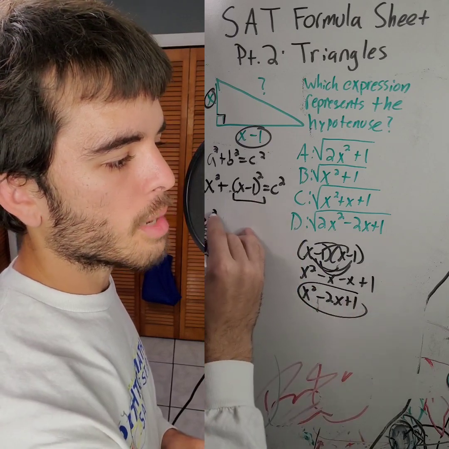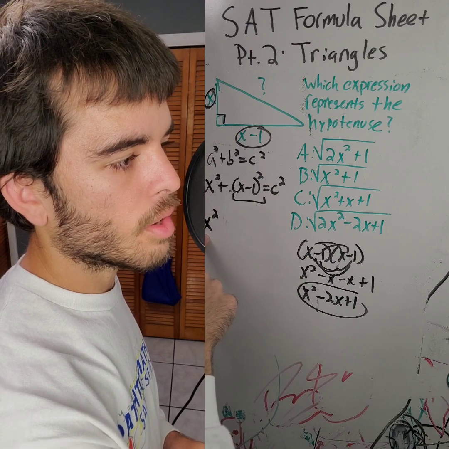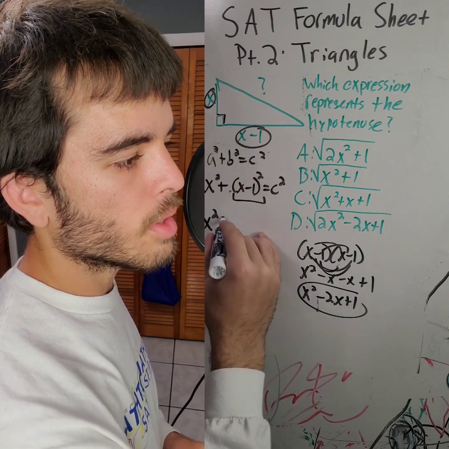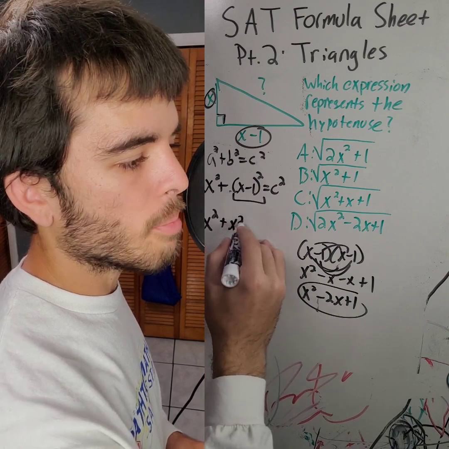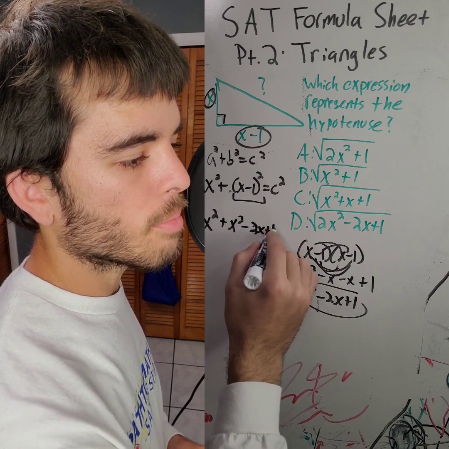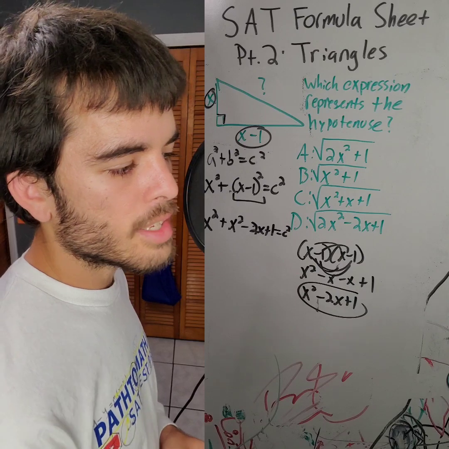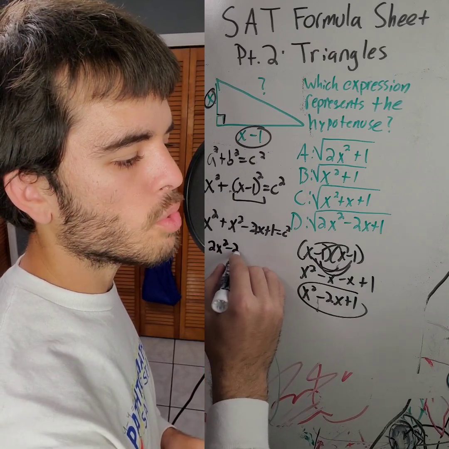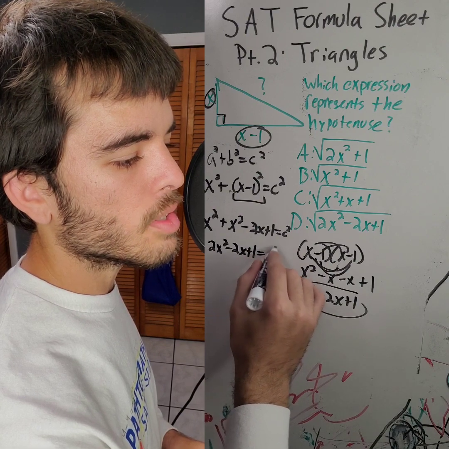Let's rewrite this one more time. We have the original x squared, my a term, that came from this leg on the triangle, plus x squared minus 2x plus 1. I still have some like terms that I have to combine. We got 2x squared minus 2x plus 1 equals c squared.